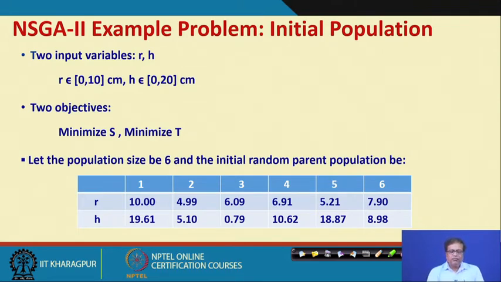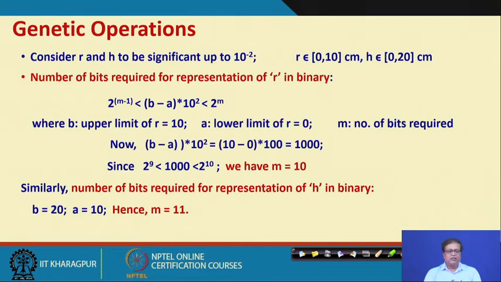So, let us take some random population. We have taken, let us say, 6 random parent population, and these parent populations are randomly obtained: 10 and 19.61, 4.99 and 5.1, 6.09 and 0.79, etc. So, these are our initial random parent population. In order to carry this out, first of all we have to encode. If you recall our GA discussions, the first thing is to encode.